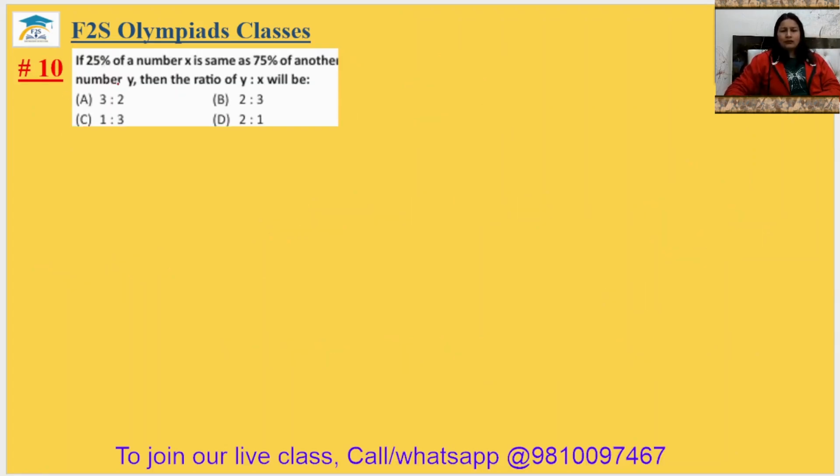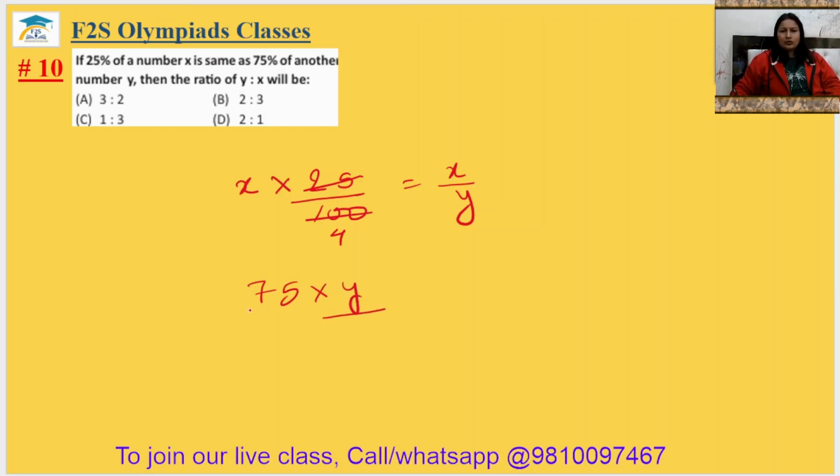Question number 10. If 25% of a number x is the same as 75% of another number y, then the ratio of y is to x is. 25% of a number x. So x multiplied by 25 upon 100. 25 fours are 100, so this is x by 4. 75% of another number y. So 75 by 100, y by 1. So 25 threes are 75, 25 fours are 100. This is 3y by 4. We have to find y is to x.